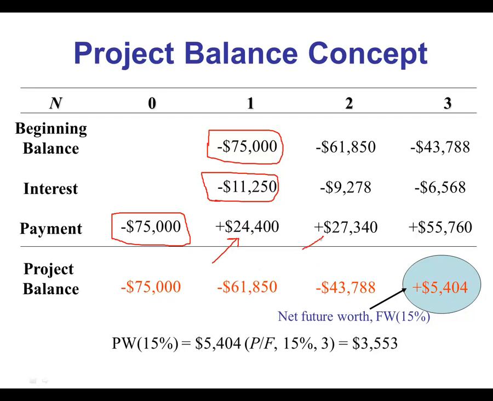In the second year, I got 27,340, but I still have interest on the remaining amount, which is 61,850. Based on that, I will add both these values, then add the positive value of 27,340, and I will still get a negative value. So I still owe the bank or my pool the money that's been invested. Still, I did not make positive money. I didn't make any money yet.